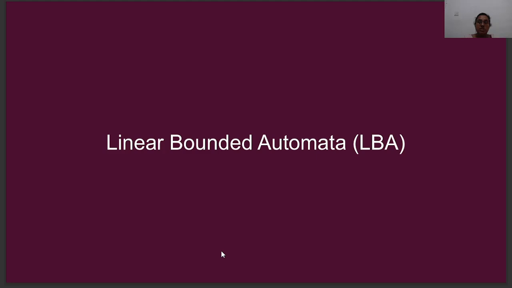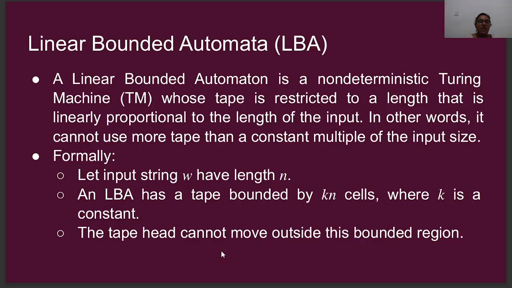Okay, now we are going to look at the machine. Linear bound automata is the machine which implements context-sensitive grammar, just like context-free grammar was implemented using the pushdown automata. What is a linear bound automata? A linear bounded automaton is a non-deterministic Turing machine. So a linear bound automata is a subset of the Turing machine, we're going to look at Turing machines in the next topic, whose tape is restricted.